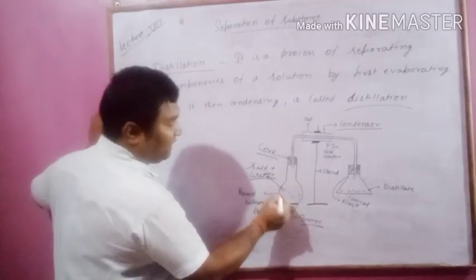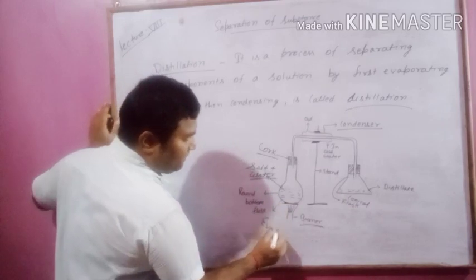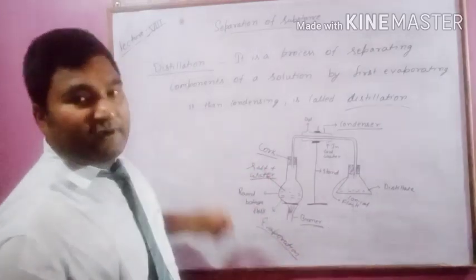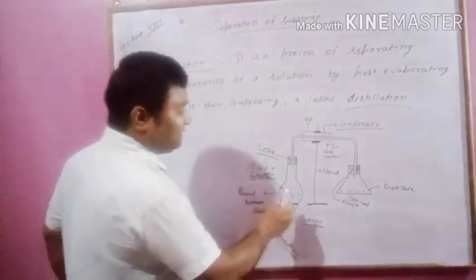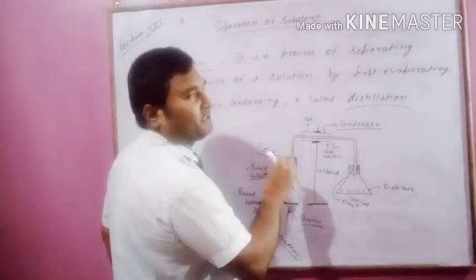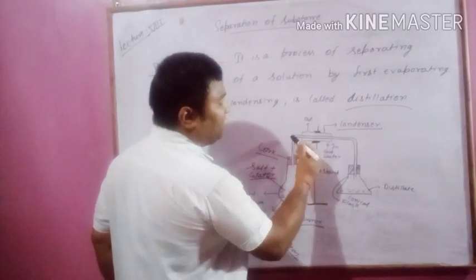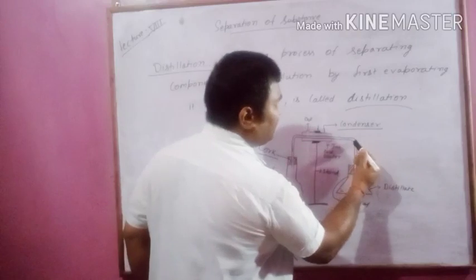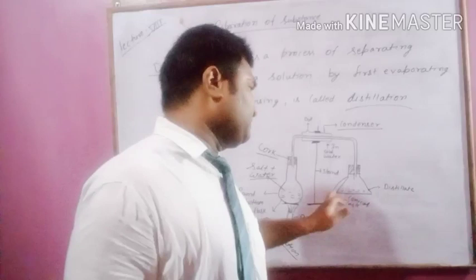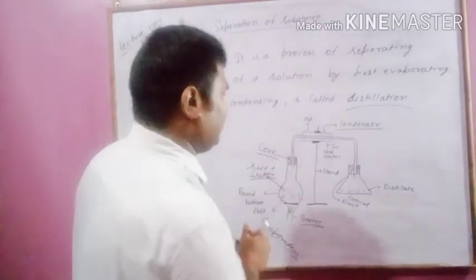So here what is going on? Here evaporation is done, and once it evaporates, vapors of the water or the liquid travel through this tube. In this tube it will travel from here to here, to the conical flask. But there is one small thing here.